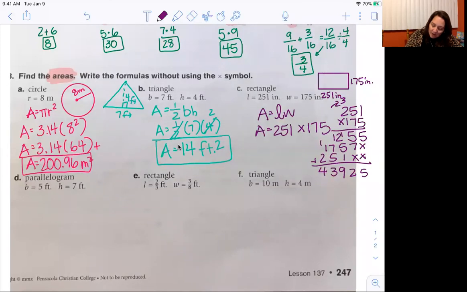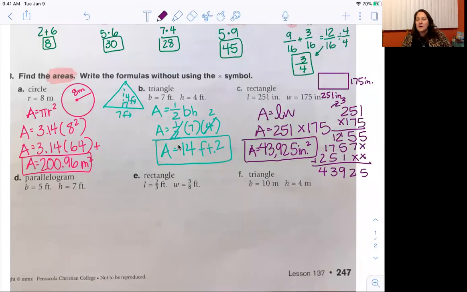Ooh, this is a big one. Area equals 43,925 square inches. And just like I'm doing, guys, make sure that you are boxing your answers. It makes it a little easier, a little neater for you. If you're working on a lined piece of paper, it's totally okay. Transfer your answers to your paper so that way you know you finished or completed that one.